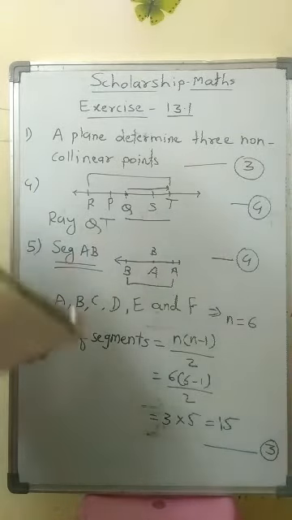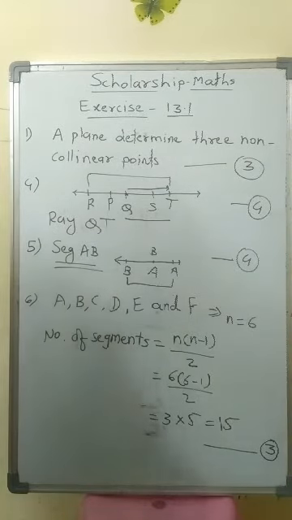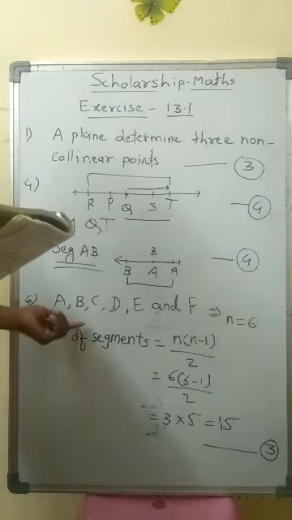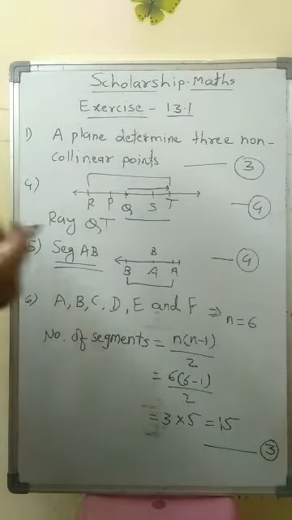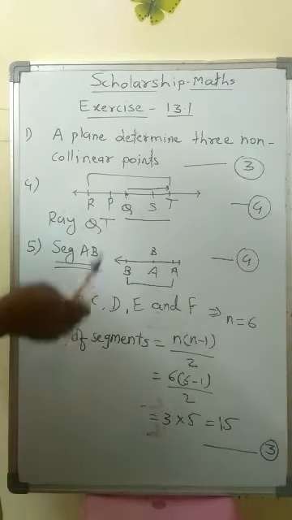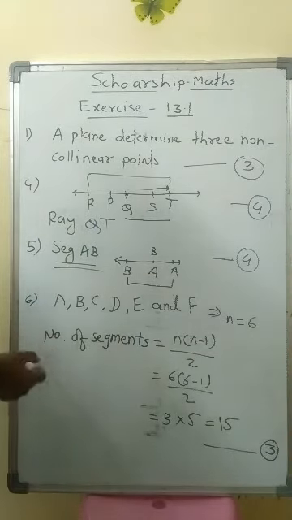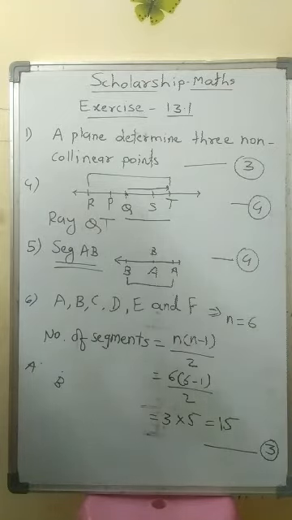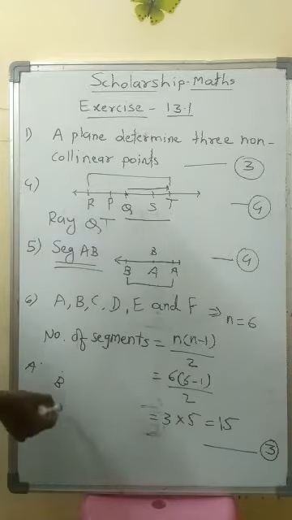Now the sixth example. A, B, C, D, E and F are six points such that no 3 points are collinear. How many segments can be drawn by joining all 6 points? I am writing here n equals 6, because we have to find the number of segments. The question says no 3 points are collinear, meaning any 3 points should be non-collinear, A, B, and the third one C.